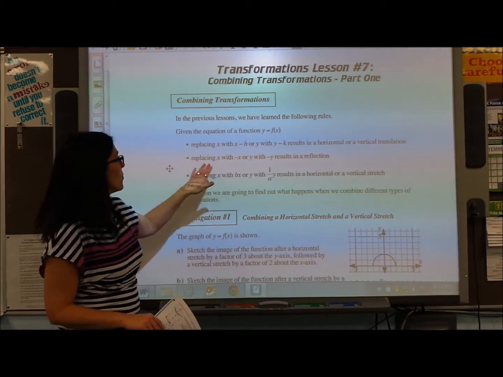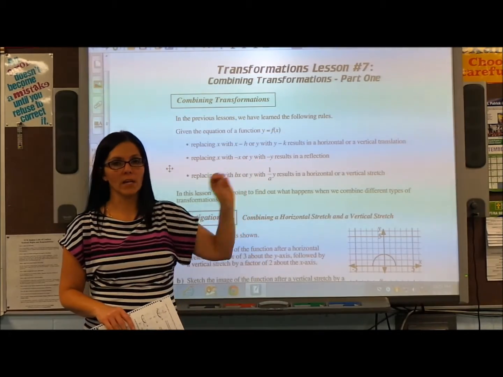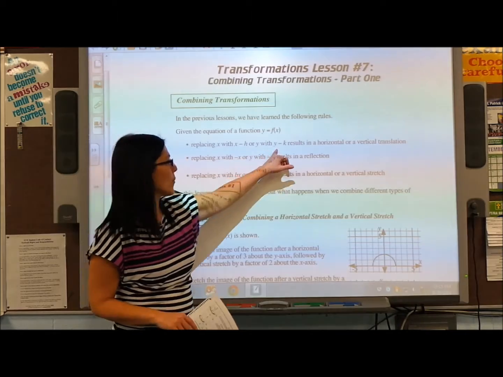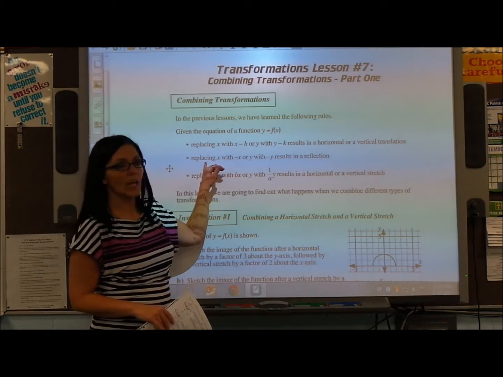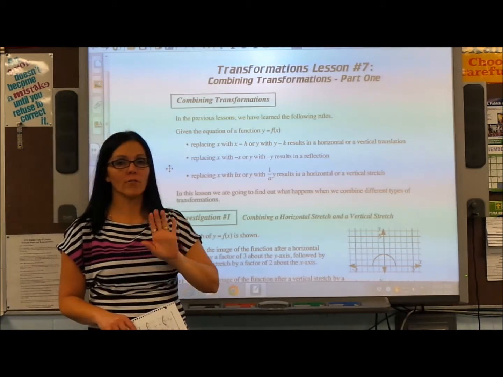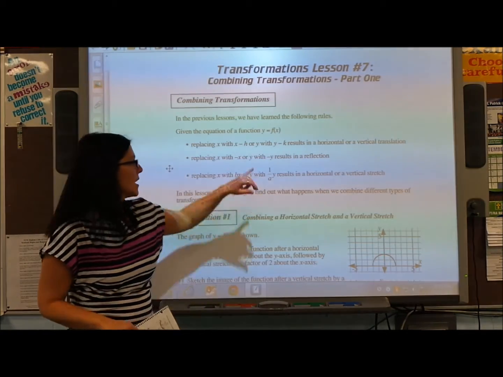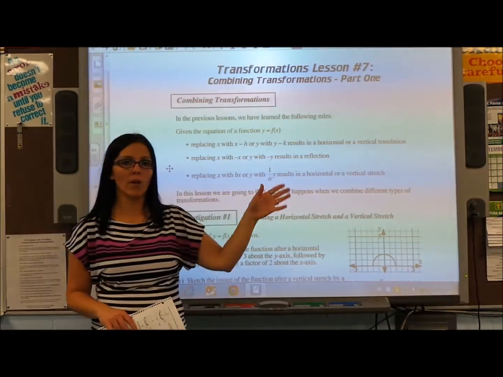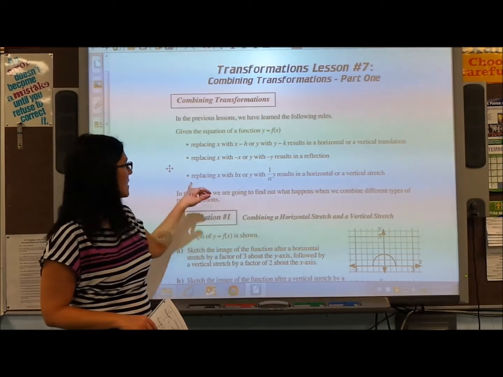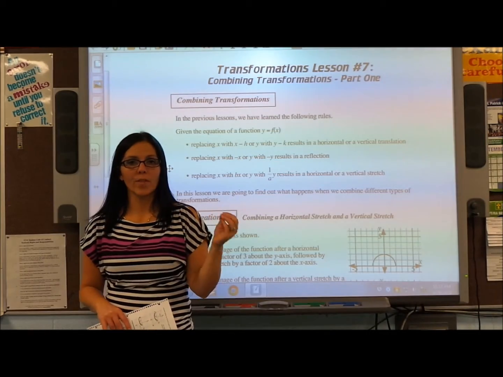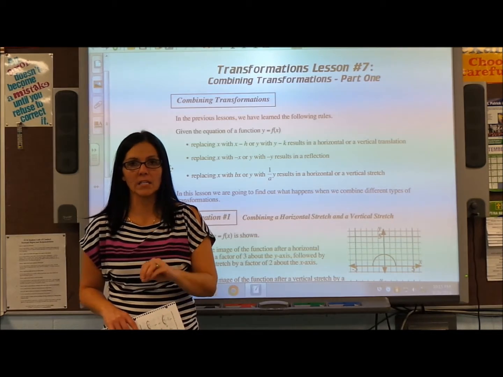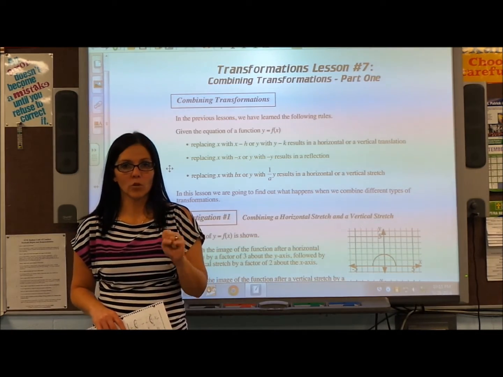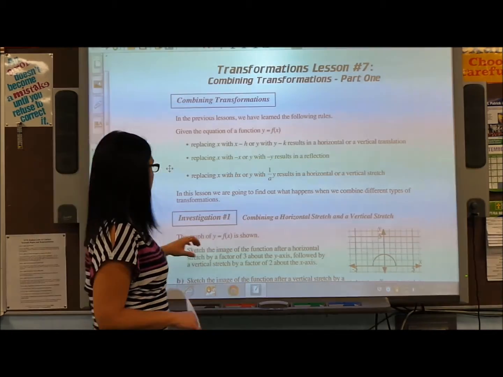So a brief review. If I replace x with an x minus h or y with a y minus k, we get a horizontal or vertical translation. If I replace x with a negative x, we have a reflection in the y-axis. If I replace y with a negative y, we have a reflection in the x-axis. If I replace x with a b times x, or y with an a times y, we end up with vertical and horizontal stretches.